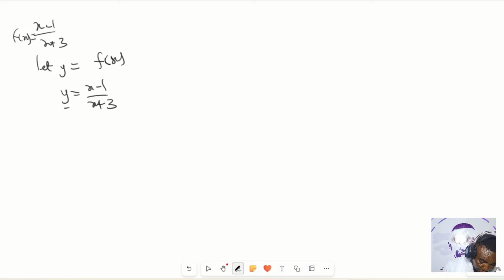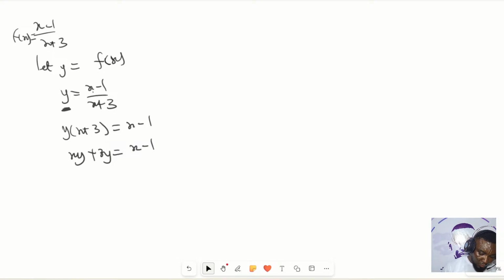Then the range of the function is all the y values that we get when we put the x in. You see that when it's a rational function, the denominator cannot be 0. In the same way, in the range, there can be some values that would make the function undefined. So that is what we want to find. In this case, we can just cross multiply and make x the subject. So we have y multiplying x plus 3 is equal to x minus 1. So you have xy plus 3y is equal to x minus 1. We want to make x the subject.